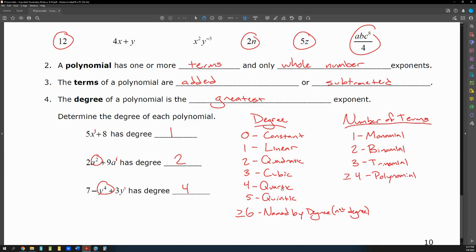Okay? So if I were to classify each of these polynomial expressions, on the left-hand side, 5x plus 8, well, the degree is 1 and it has 2 terms. This would be a linear binomial. 2a squared plus 9a has 2 terms and the degree is 2. This is a quadratic binomial. And finally, 7 minus y to the 4th plus 3y has degree 4, and it has 3 terms, so this would be classified as a quartic trinomial.